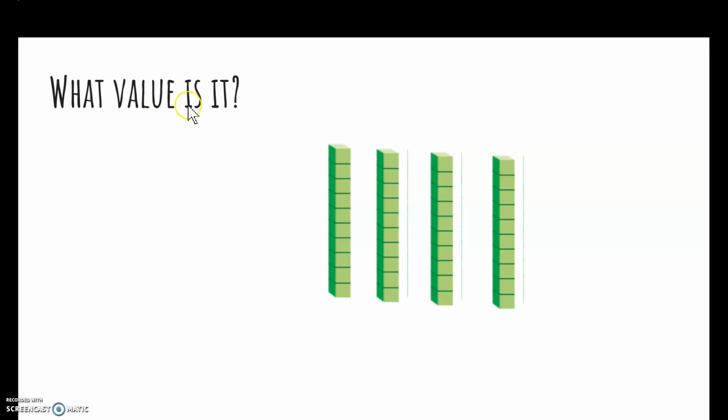Now what value? Value means how much is it worth. So if I have 4 tens, how much is it? Don't forget to pause and then unpause when you're ready. Pause for thinking, and then when you're ready, unpause. So it's 4 tens. 4 tens equals 40. Okay? Make sure you're pausing so you can actually think with the video.